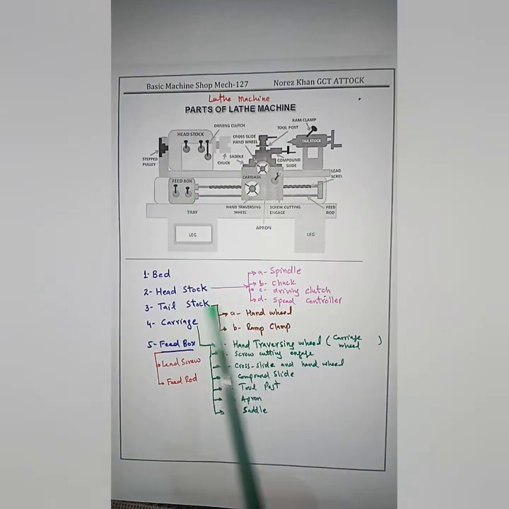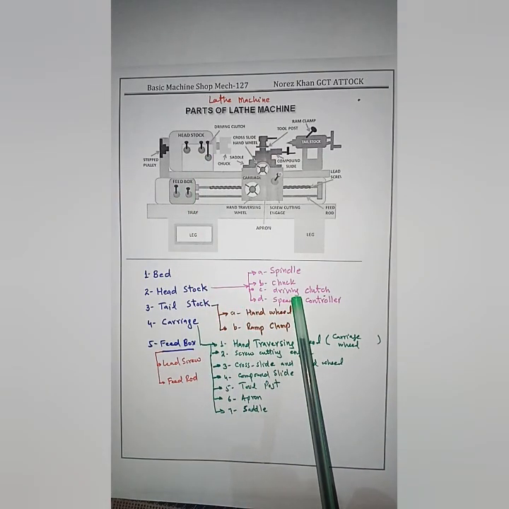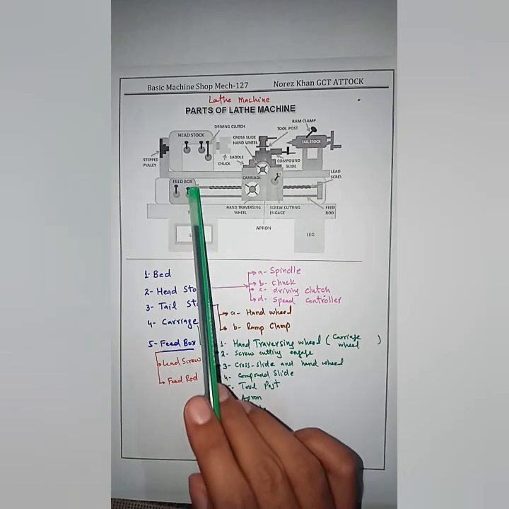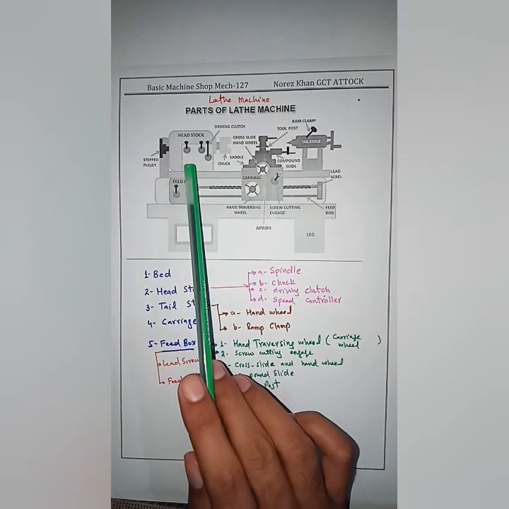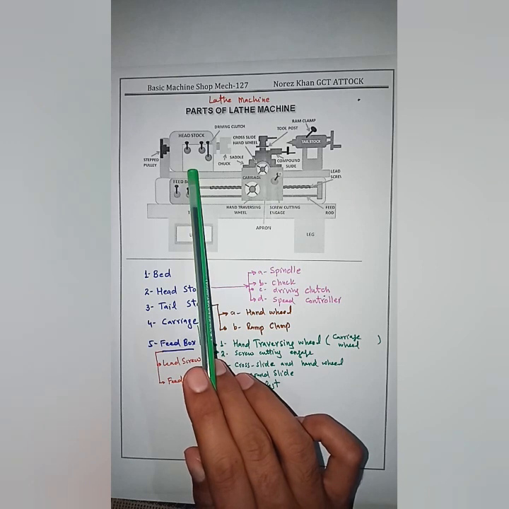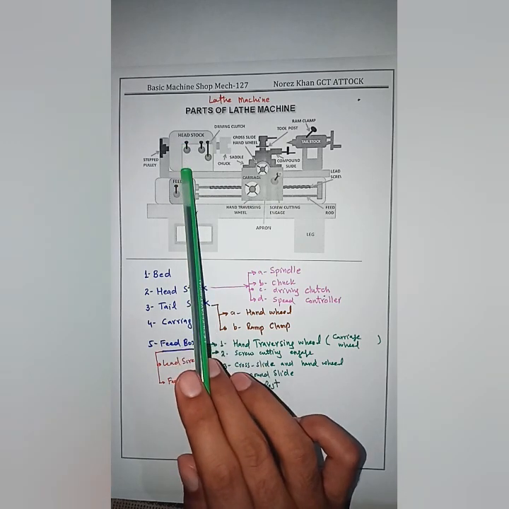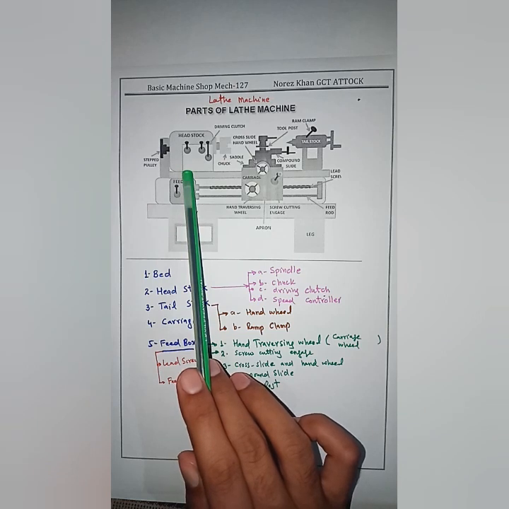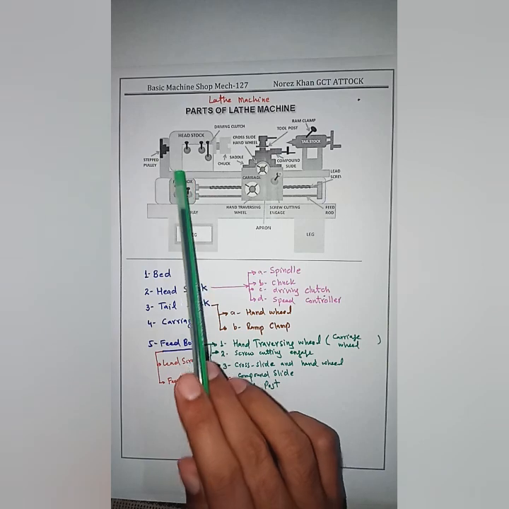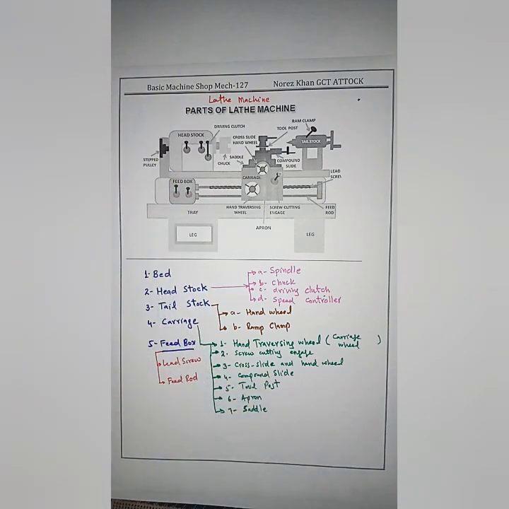And the next part of headstock is the driving clutch. It is used to engage and disengage the connection between gears and the spindle. In the starting, the gears and the spindle are disengaged, but when the motion is required, the gears and the spindle can be engaged using a driving clutch.